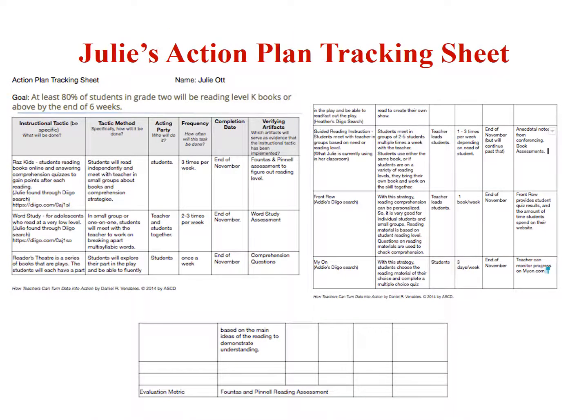Here is Julie's action plan tracking sheet. On it, she lists 6 activities and strategies she intends to use in her class to increase the reading comprehension level of her second grade students. Once again, her SMART goal is to have at least 80% of her second grade students read level K books or above at the end of 6 weeks.